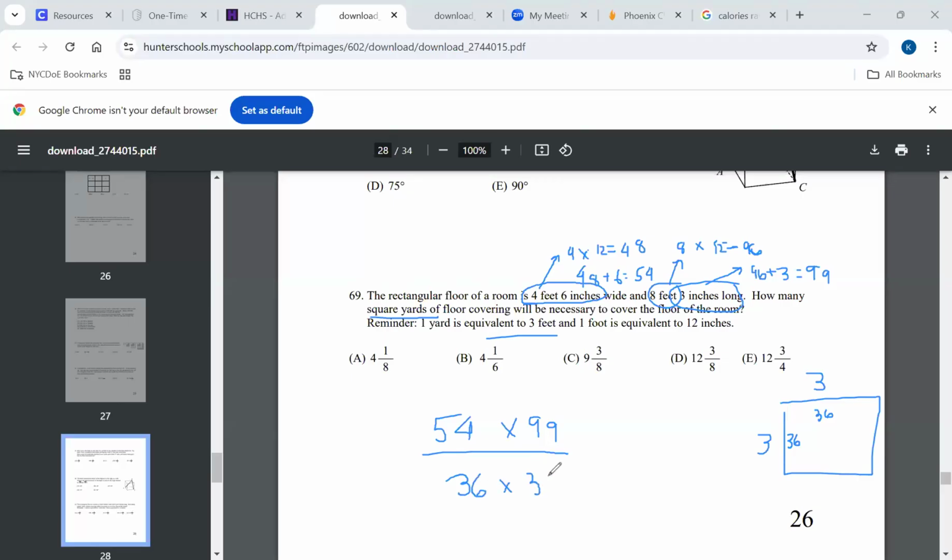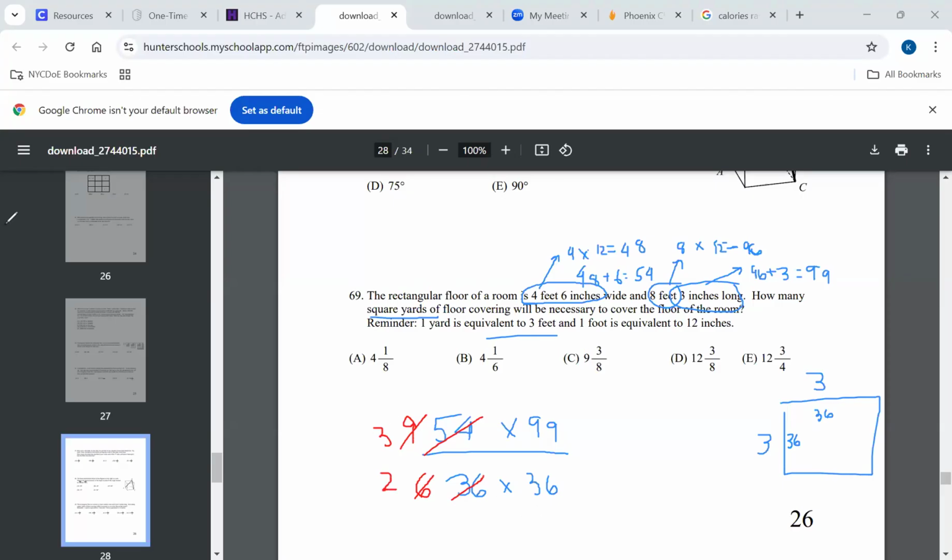This is a really good time to use that trick that we talked about with your mom, Augustia, where you're actually going to be simplifying what you have here already. You know, 54 and 36 are both divisible by 6. 54 divided by 6 is 9. 36 divided by 6 is 6. You also know that 9 and 6 are both divisible by 3. 9 divided by 3 is 3. 6 divided by 3 is 2.